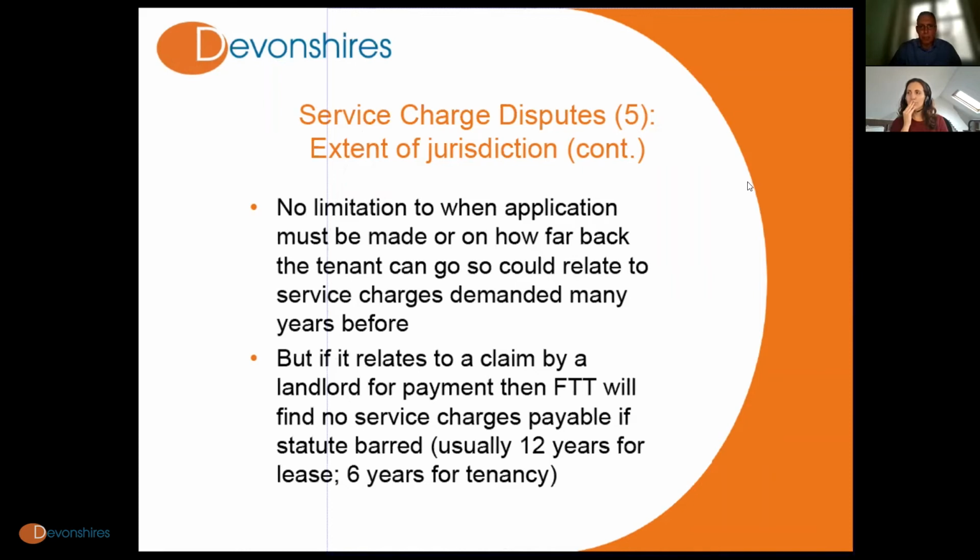Having said that, if the landlord is relying on the contractual provisions in the lease to demand payment, then there might be limitation periods in relation to demands under the contract, or in respect of the 12-year period for agreements made under deed, or 6 years in respect of rent and non-deed contracts.